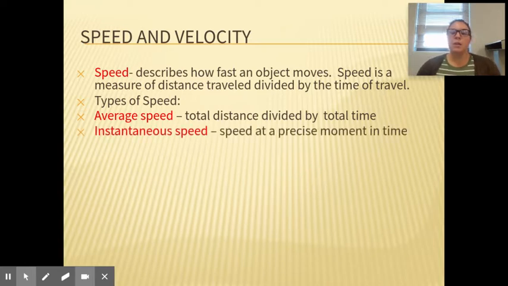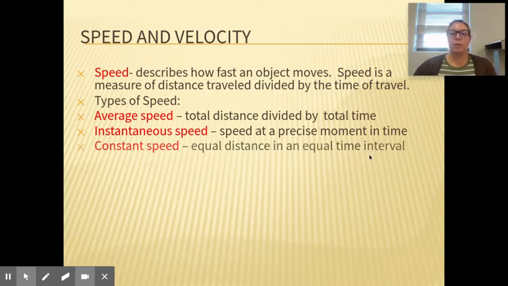Instantaneous speed is going to be speed at a precise moment in time. So this is a little different. If you're driving to school or riding on a bus to school, you're probably not going to go the same speed the entire trip. You're going to run into some stop signs. You're going to have some roads that you have to drive slower, some roads you have to drive faster. So instantaneous speed is going to show you the speed at a precise moment in time. So this would be like glancing at your speedometer.